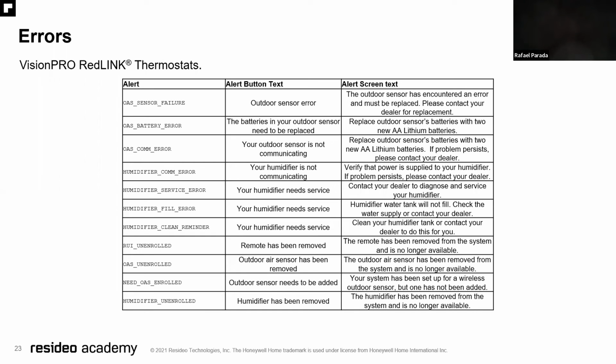Also, we have all the un-enroll alerts. Whenever we un-enroll an outdoor sensor or a humidifier, or even the portable control, we will have these alerts that let us know what is happening. And pretty much the troubleshooting is to enroll these devices again, either the portable control or the outdoor sensor, or if the application requires an outdoor sensor to be enrolled, whenever we're talking about a heat pump with fossil fuel backup, or we do have compressor and auxiliary lockouts. Also, whenever the humidifier un-enrolls, it will let us know.